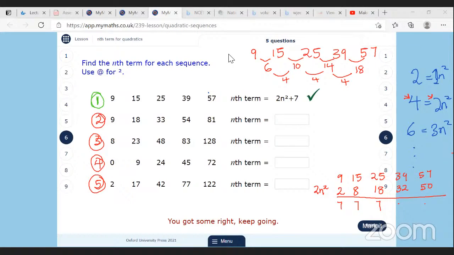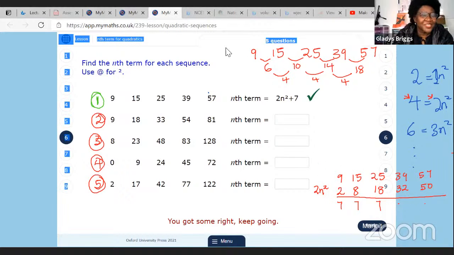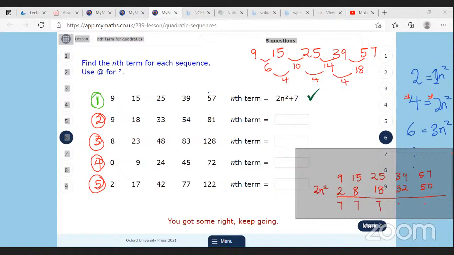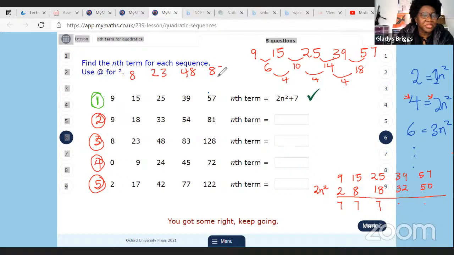Miss, I can't do question 3. Okay, let's do question 3 together. Somebody is stuck on question 3. We've got 8, 23, 48, 83, 128. 23 subtract 8 is what? 15. You've got 15 here.